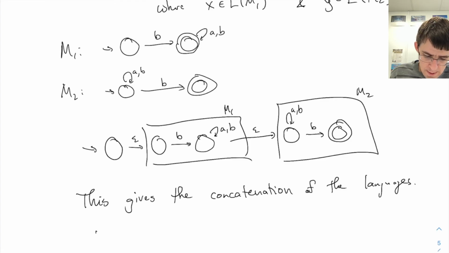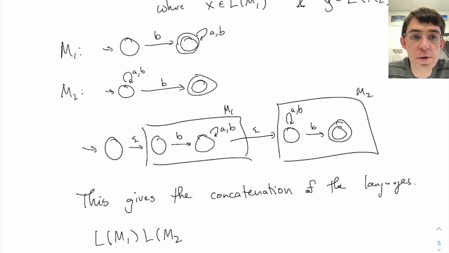And it's written like this: L of M1, L of M2. There's not an operation symbol that we use for that. You just write the two languages next to each other: L of M1, L of M2. What that means is all the things which are part of the first language followed immediately by things which are part of the second language.